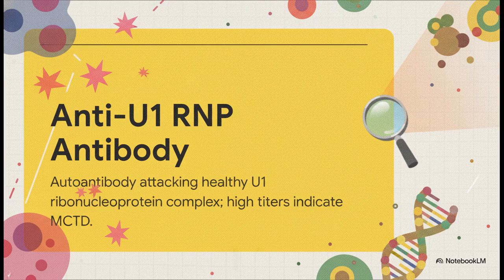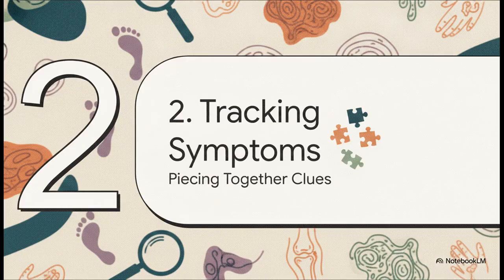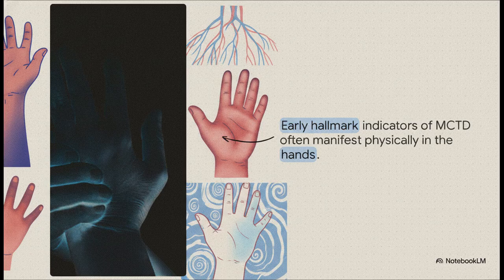Just keep in mind, these symptoms rarely show up all at once. They usually unfold slowly over years. Which brings us to Section 2, tracking the symptoms, piecing together the clues. Early on, the disease almost always makes its first physical appearance right at the extremities. Patients frequently experience Raynaud's phenomenon. That's where the fingers literally turn white or blue in response to cold or stress, and they develop strikingly puffy hands. This really takes all that complex immunological jargon about autoantibodies and grounds it in a very physical, very uncomfortable daily reality for the patient.